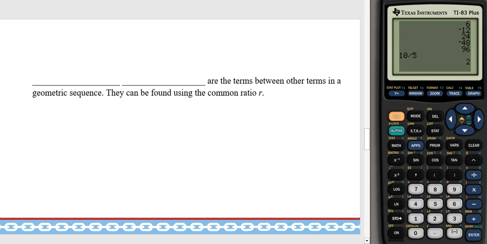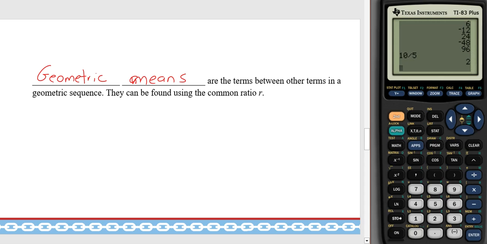Yesterday's lesson, we were dealing with missing terms in our arithmetic sequences. Today, we are dealing with missing terms in our geometric sequences. And yesterday, they were called arithmetic means. And today, they are called geometric means.